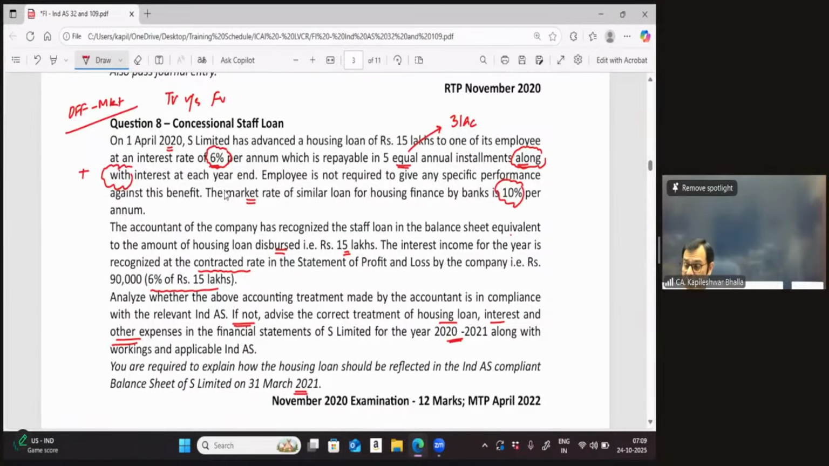And of course, we already read the requirement. You need to explain how the loan is to be reflected in the Ind AS compliant financial statements for the year ended March 21. Okay, my question still remained. I was waiting for your inputs in terms of how do you treat the difference between a transaction value and a fair value. I got no inputs on that. In terms of the concession loan, where are you going to park the difference between the transaction value and the fair value? I'm still waiting for that.